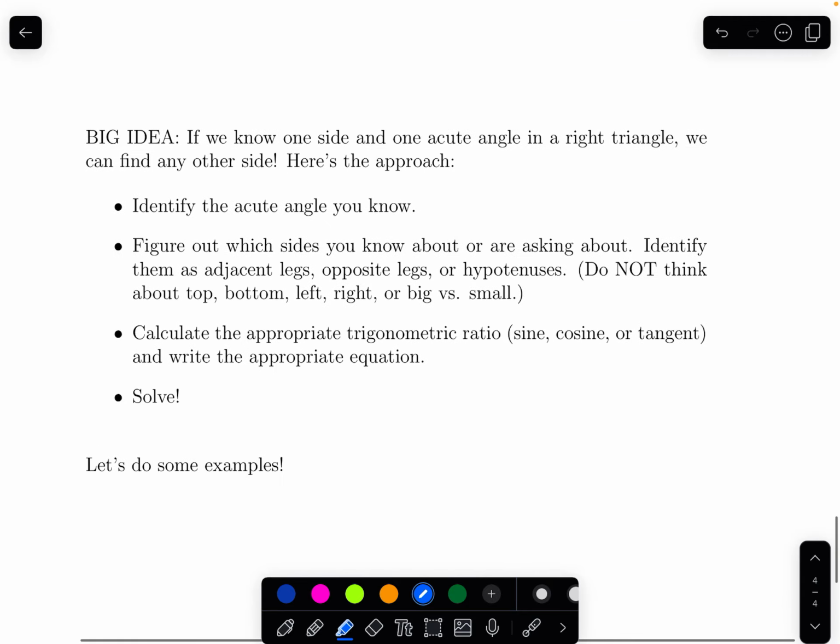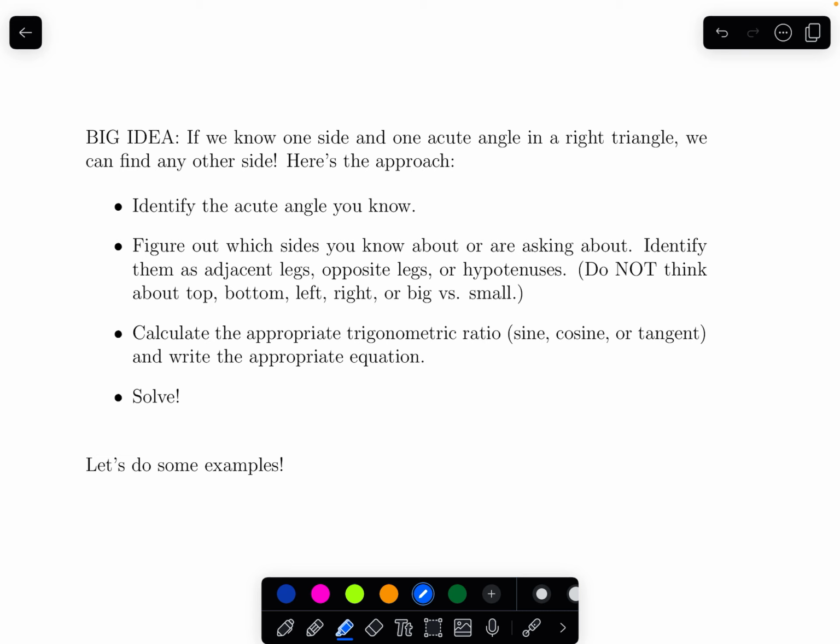So you can use these whenever you have a right triangle, if you know one of the acute angles and one of the sides, you can figure out everything else. You identify which acute angle is the important one, and then you figure out what sides you're thinking about from the perspective of that angle. Which side are you given? Which side are you trying to figure out?